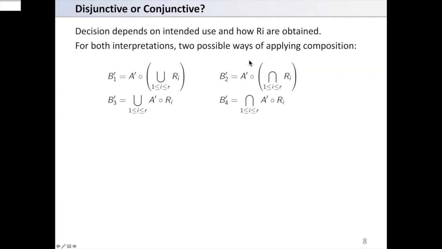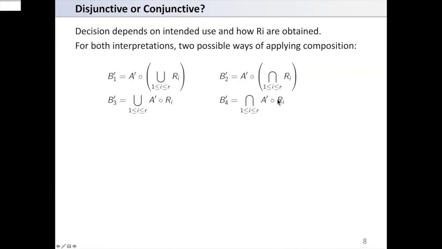For the conjunctive form, we may either first take the intersection of the relations representing the rules, and then apply composition with the fact to find the solution. Or for each rule, we find the composition and then find the intersection of these compositions.